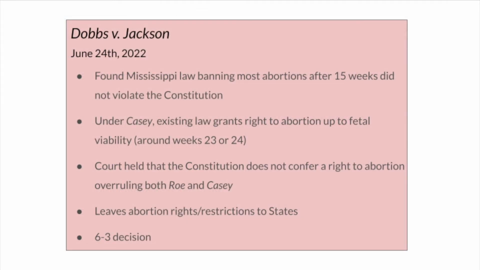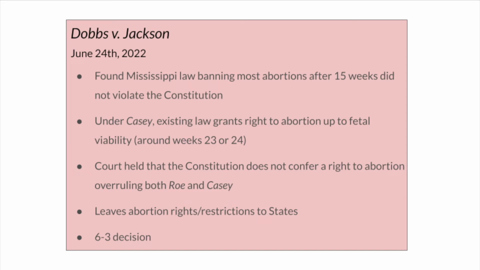Nearly 50 years after Roe v. Wade, on June 24, 2022, the Supreme Court issued its decision in the case Dobbs v. Jackson Women's Health Organization, which addresses the constitutionality of a 2018 Mississippi law banning most abortions after 15 weeks of pregnancy. This law restricted access to an abortion even when the fetus is non-viable. Lower courts had found the law unconstitutional based on the Supreme Court's Roe and Casey decisions, which prevented states from banning abortion before fetal viability or around weeks 23 or 24 of a pregnancy.